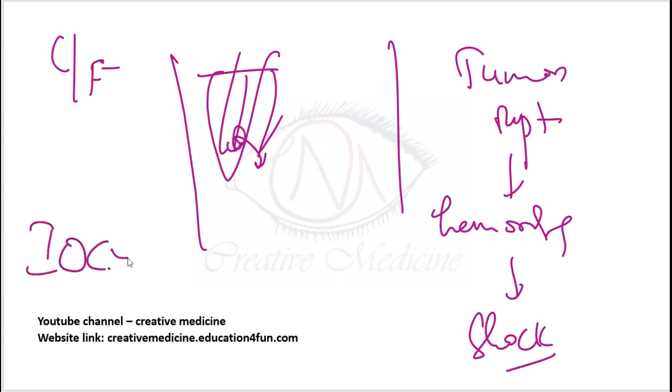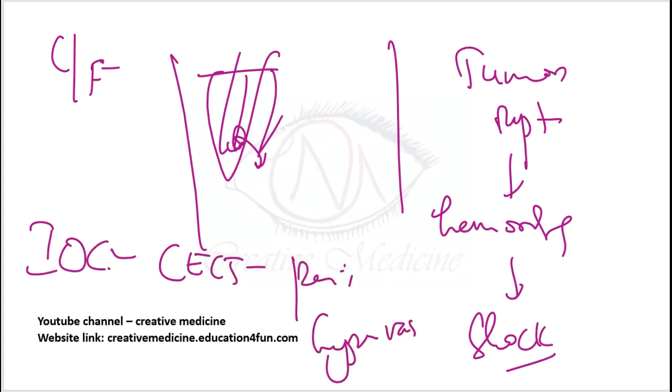Then the investigation of choice is CECT, which shows peripheral hypervascularity. Then the treatment is, obviously, you should excise the lesion in this case.